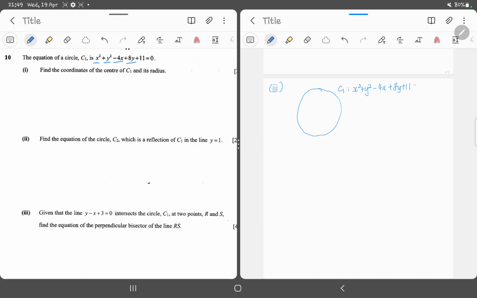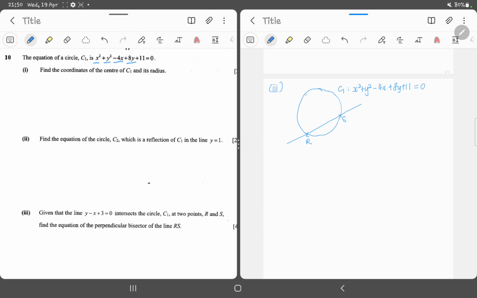And then we have our line y minus x plus 3. So this is the line, okay? It intersects at 2 points, point R and point S, okay? And we are supposed to find the equation of the perpendicular bisector of the line RS.